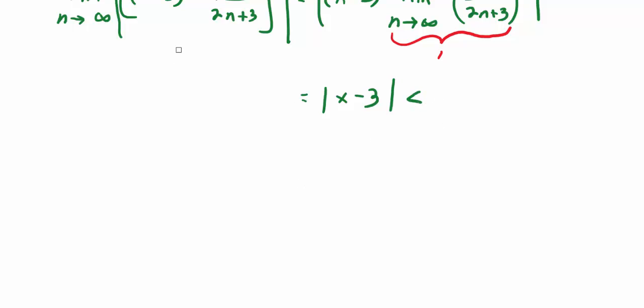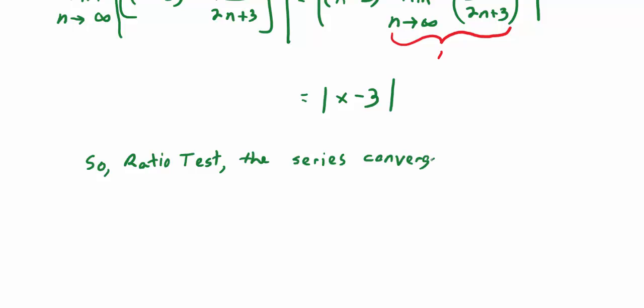So let me put it this way. So by ratio test, the given series converges for the absolute value of x minus 3 less than 1.